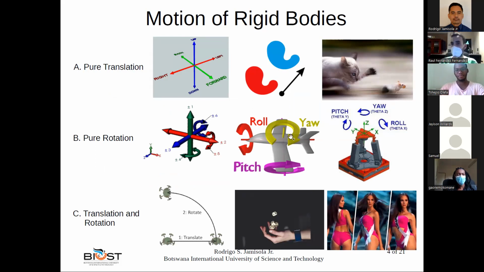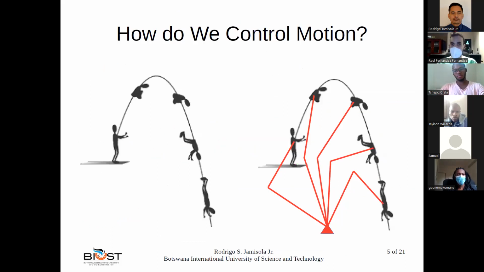So when you hear in the movies or in aviation that they use pitch, roll, and yaw, they are just doing a rotation around a coordinate system. And finally, you will have translation and rotation, which is a combination of both. So how do we control how we move?